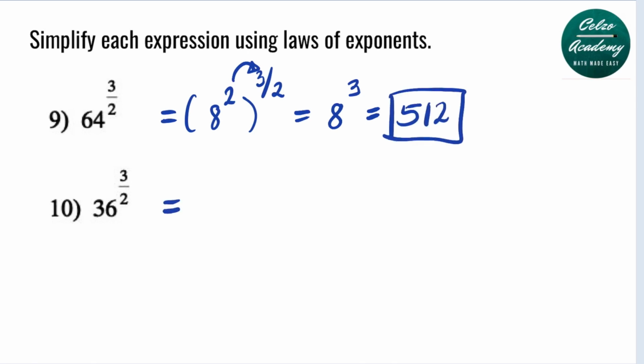Question 10. 36 to the power of 3 over 2. Step 1 is to rewrite 36 using a power of 2 or a multiple of 2. So we will use 6 to the second power. Using the power rule, we keep base 6 and multiply the powers 2 times 3 over 2. 2 times 3 is 6. 6 over 2 is 3. Simplifying this, 6 times 6 is 36. 36 times 6 is 216.